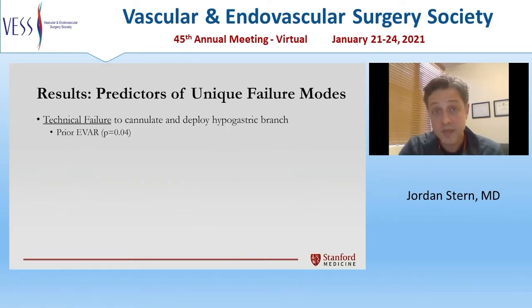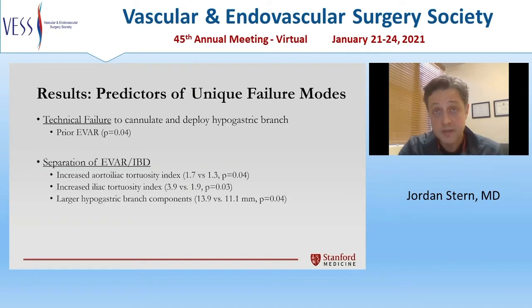Technical failure was only associated with prior EVAR with a p-value of 0.04. Separation of components appeared to be primarily related to tortuosity, both of the entire aortoiliac segment as well as the iliac artery itself. Larger internal iliac components were also predictive of this adverse outcome. We did not identify any specific factors associated with hypogastric branch occlusion.